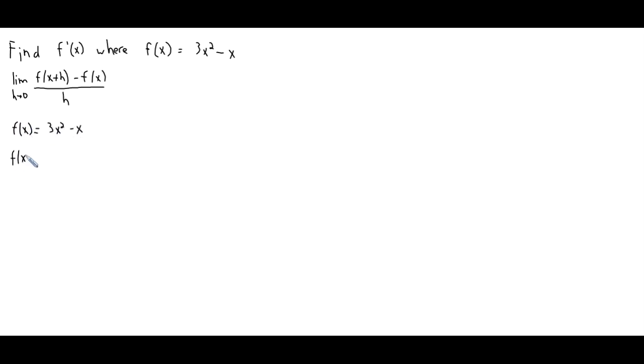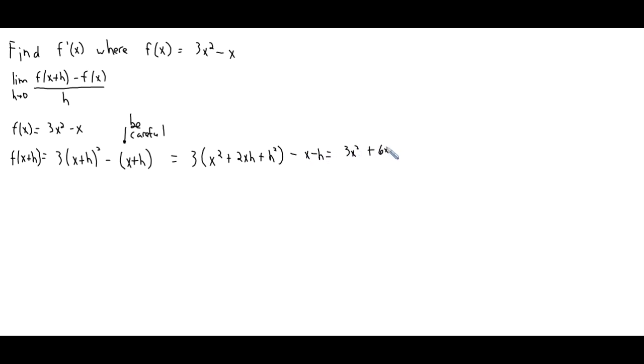And now we need f of x plus h, right, because that's step 2. So to do that, we just put x plus h everywhere where there's an x. So 3 times x plus h squared minus x plus h. And be careful, because a lot of times people forget to distribute the negative, right? So make sure you put your parentheses and are careful of that negative. So that gives us 3 times x squared plus 2xh plus h squared minus x minus h. And that ultimately simplifies to 3x squared plus 6xh plus 3h squared minus x minus h.